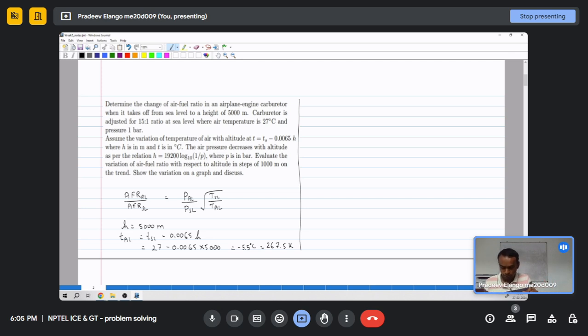Then similarly, to find the pressure at the altitude, we can write this equation: H is equal to 19,200 log base 10 of 1 by pressure at the altitude. So here H is 5,000, then we will have log 1 by pressure at altitude base 10 is equal to 5,000 by 19,200. So to remove log, we will have 1 by pressure at altitude is equal to 10 power 5,000 by 19,200. Can you calculate this?